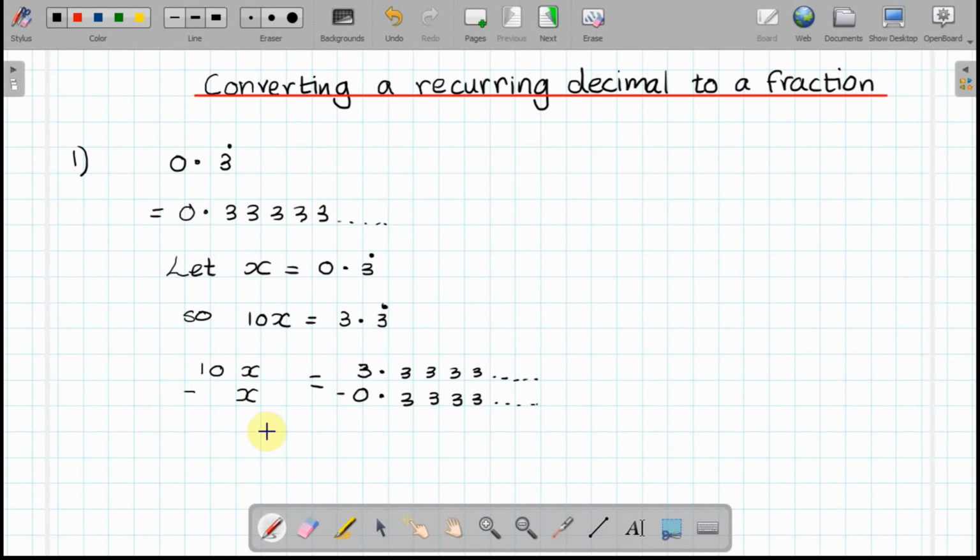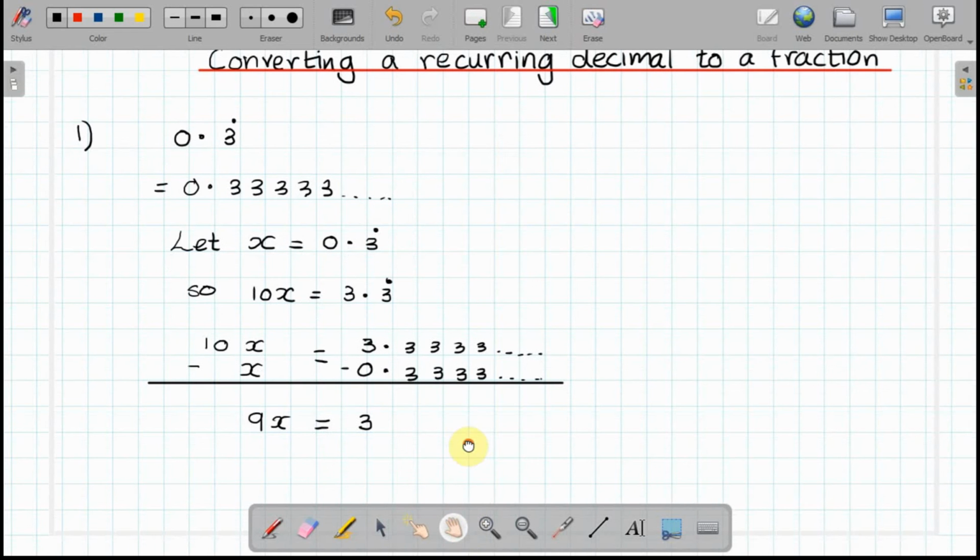When I do the subtraction, let me just draw a line. I am left with 9x, because 10x minus x is 9x, and 3.3 recurring minus 0.3 recurring is just 3, because all of these 3's cancel each other out in the subtraction. Now I'm going to divide both sides by 9 to get the value of x.